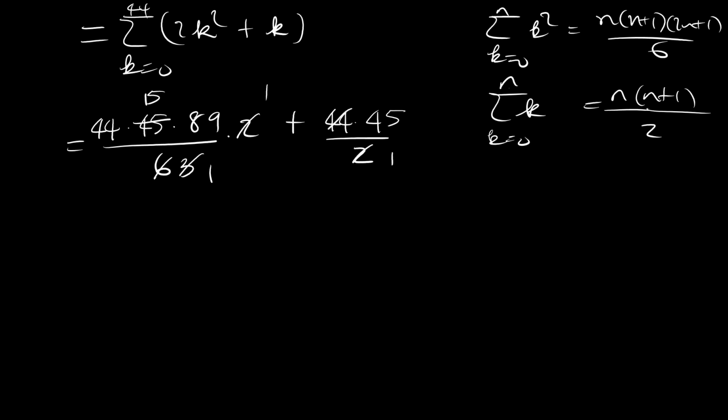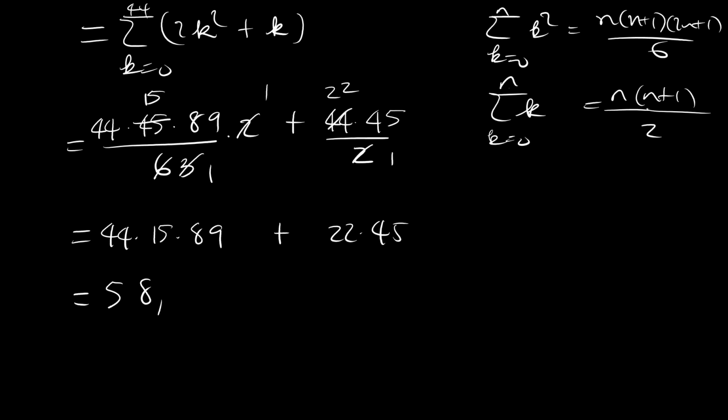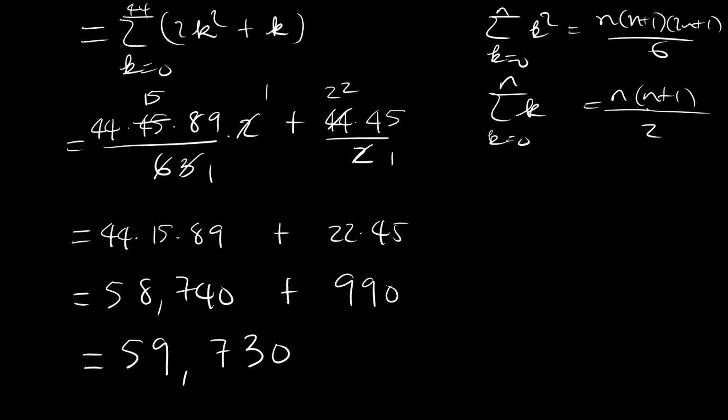By 2, 1 by 2, 22. Okay, so we have 44 times 15 times 89 plus 22 times 45. Okay, 15 times 89, which is 58,740, plus 22 times 45 is 990. 58,740 plus 990 equals 59,730. And that is the answer.